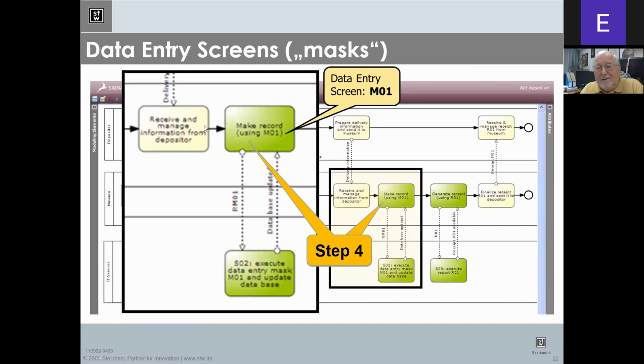Now I have to remind you of the diagram we have seen some minutes before. In this diagram, we analyzed what we have got from the depositor, and we made a record out of this information from the depositor. And we're using a data screen, and this data screen is using some data elements. So this is this part here. We're using a data screen, M01, in step 4.